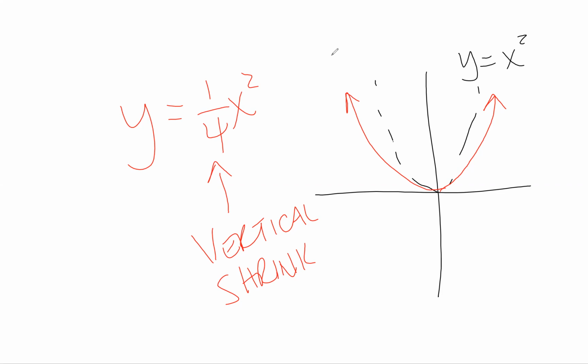And so we would say A is less than 1, right? So if it's a fraction, it's going to make the graph get wider. If it's bigger than 1, it's going to make it skinnier. But we call it technically a vertical stretch and a vertical shrink.